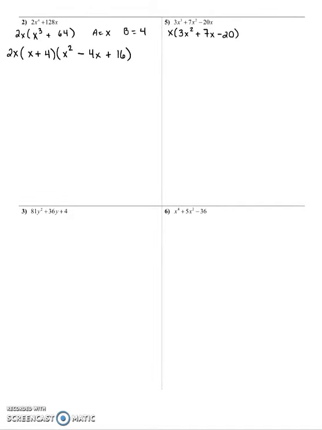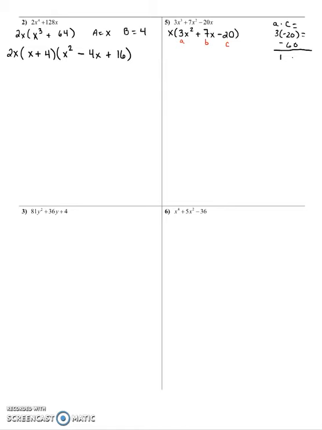we factor with that AC method from section 6.3. So A is 3, B is positive 7, and C is negative 20. So A times C is 3 times negative 20, or negative 60. So we need everything that can multiply to give us negative 60. And unfortunately, this is going to be a long list.